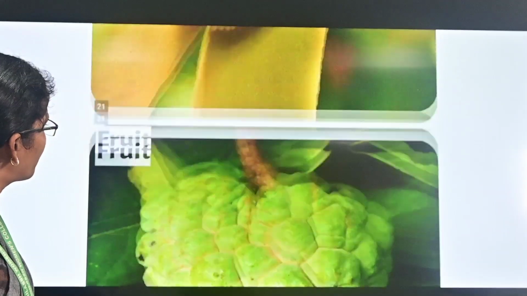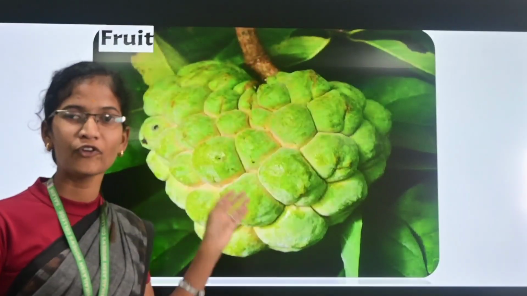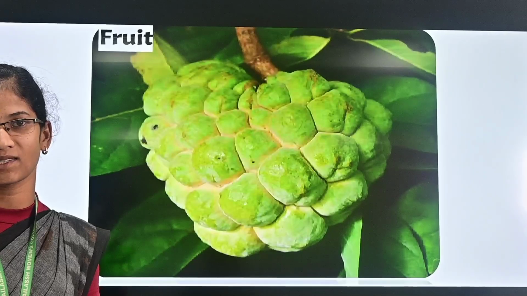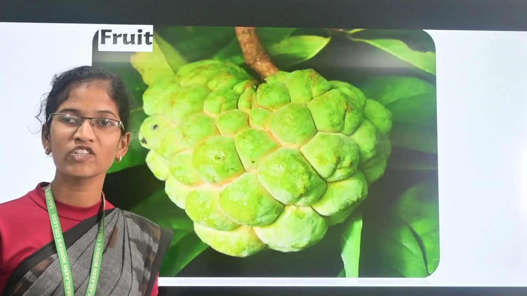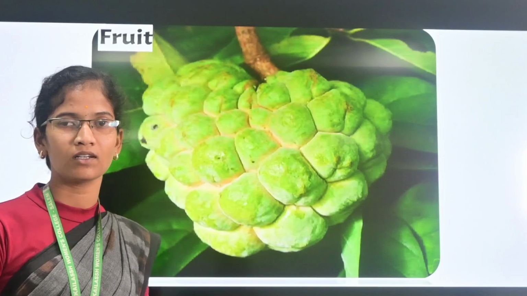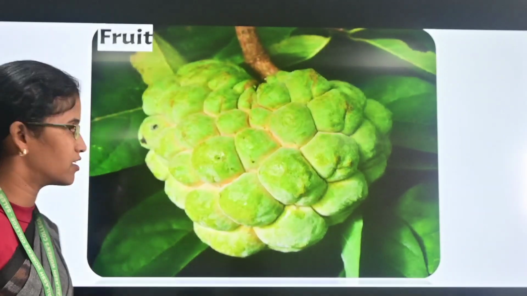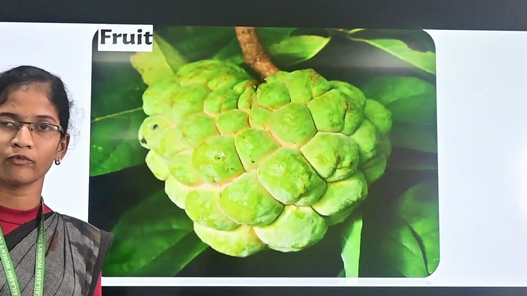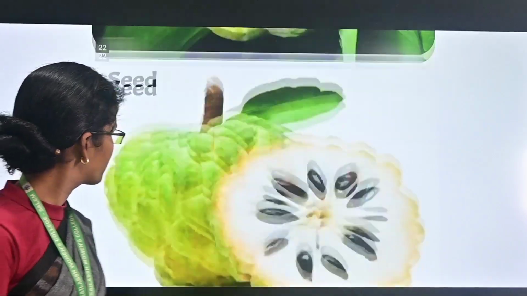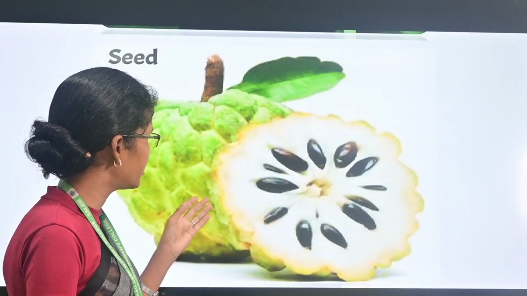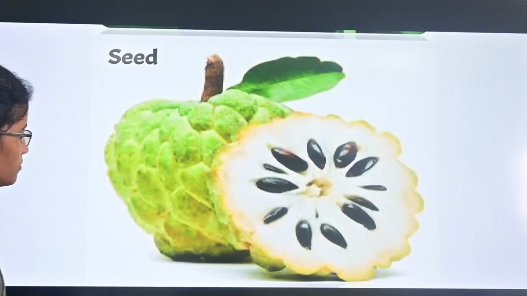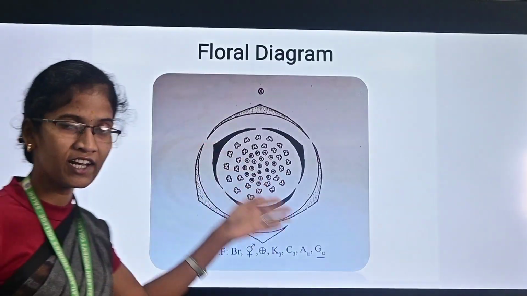Next. Fruit. Fruit is an aggregate of berries. What is aggregate? Aggregate is when a single flower produces many carpels, many ovules. So fruits are in an aggregating condition. Next, seed. Seed is endospermic in nature. Next.